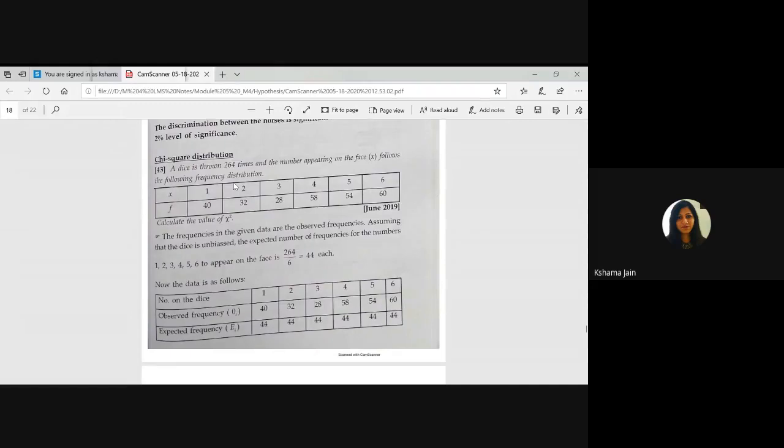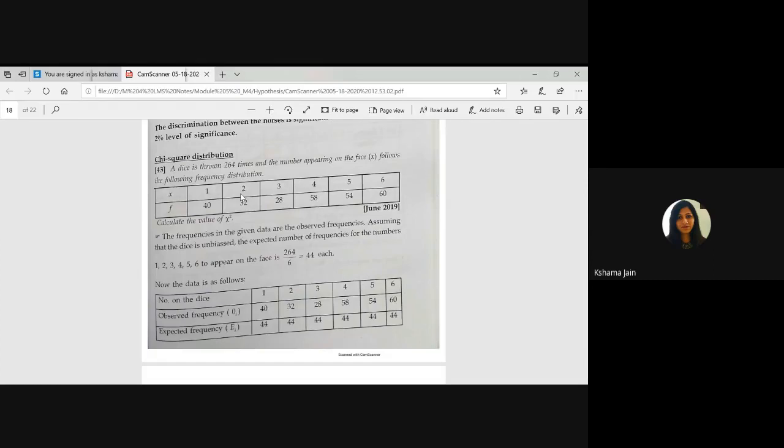Suppose a dice is thrown. So sometimes one will come. All of you, I know, nowadays are playing Ludo, so you know that sometimes one comes. How many times did one come? 40 times. It is the observed frequency. Observed frequency means the number of times any event happens.